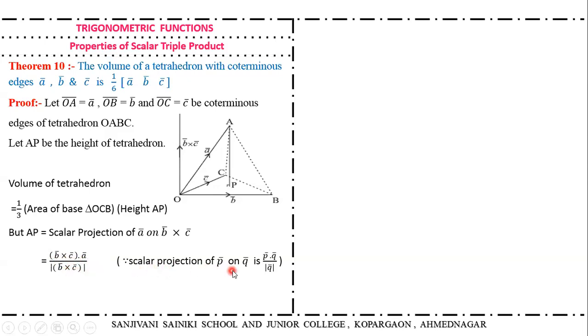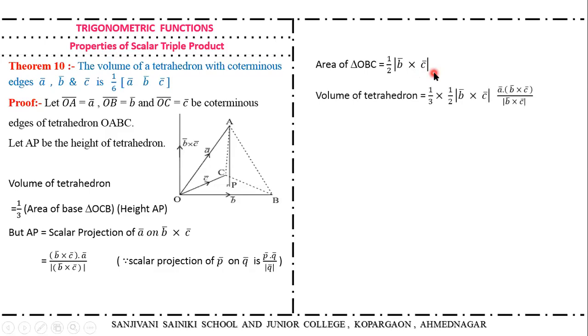Scalar projection of P bar on Q bar is. Okay. So the area of the triangle OBC is 1/2 into modulus of B bar cross C bar. So what is the volume of the tetrahedron? It is 1 upon 3 times the area of the triangle OCB into the height. It is 1/2 modulus of B bar cross C bar into the height, which is a scalar projection of A bar on B bar cross C bar.